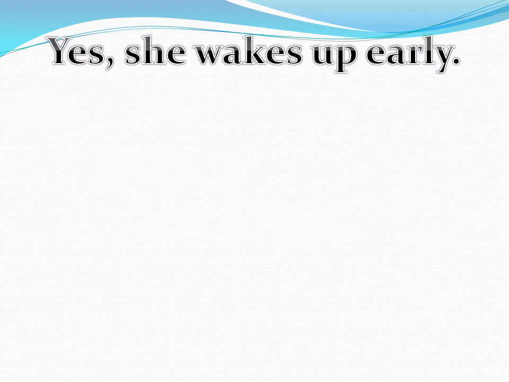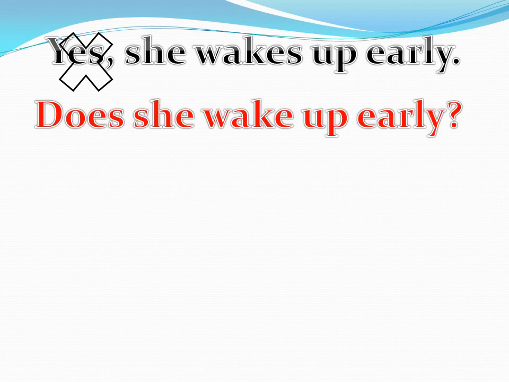Okay, here we have an answer. Yes, she wakes up early. If we want to make a question here, what would you do? First thing, we have to remove the answer. We will put an X on yes, and since the answer starts with she, we will use does, and if we use does, we will remove the S from this verb. So the question will be, does she wake up early?